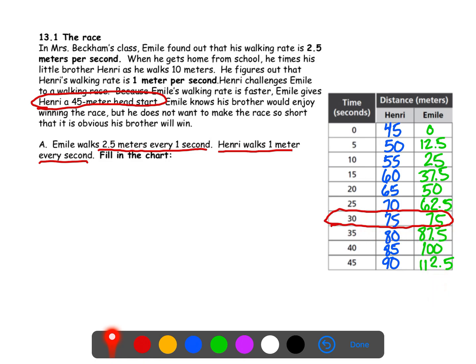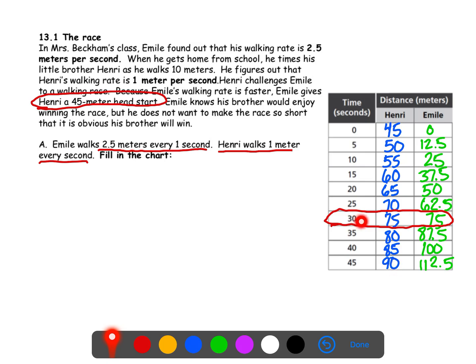He's gone farther from the starting line at this timestamp, and he is now winning the race for the rest of the race, and that's going to continue because he's traveling faster. So if we go back to the question that's asking how long should the race be so that Henry will win in a close race? We don't want a time after 30 seconds because then Henry is no longer winning. He's falling behind his brother.